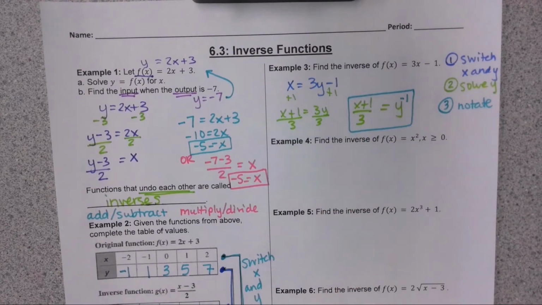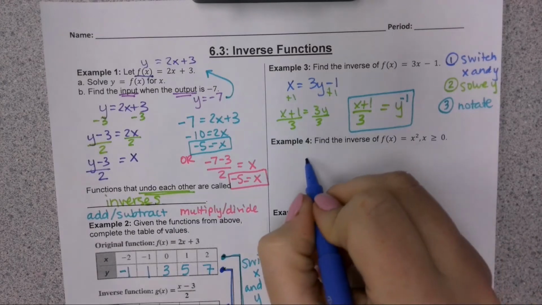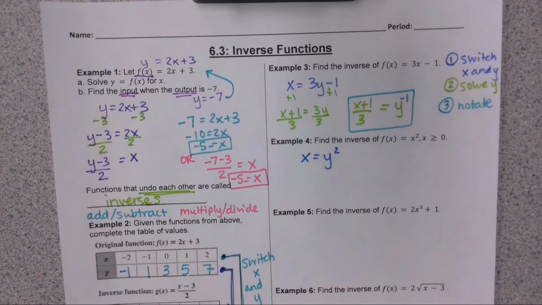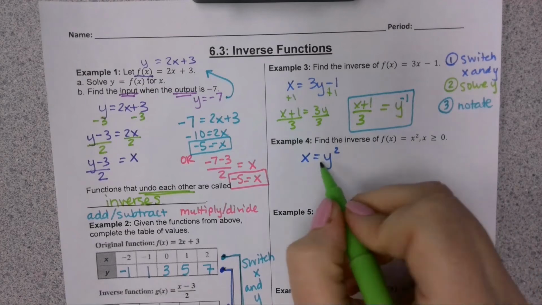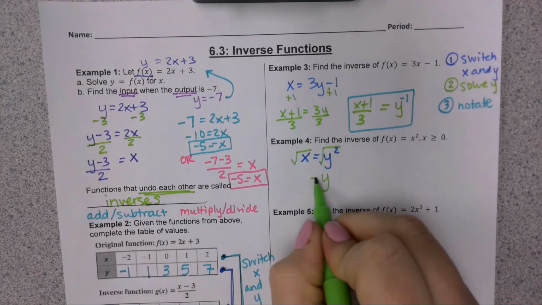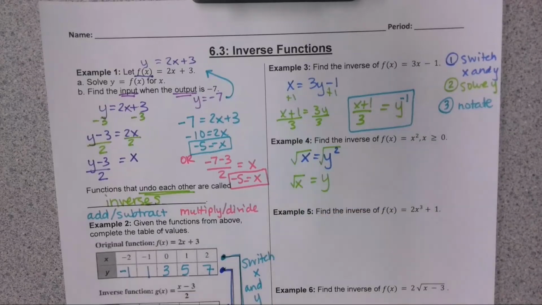So this second one here, we need to find the inverse of f of x equals x squared. And our first step is to switch the x and y. So we have x equals y squared. Well, to undo a square, we need to take the square root. So when we solve for y, we're going to take the square root of x. So y is going to equal the square root of x.